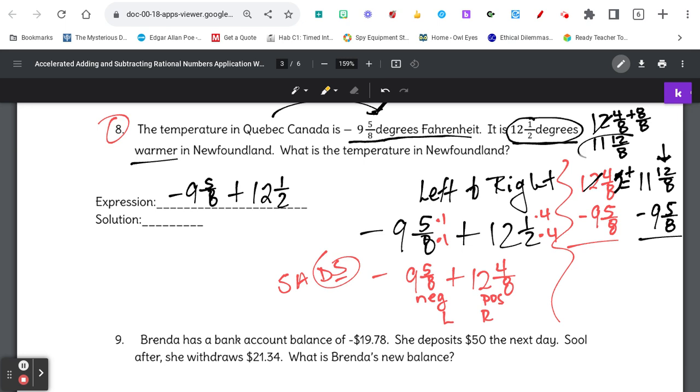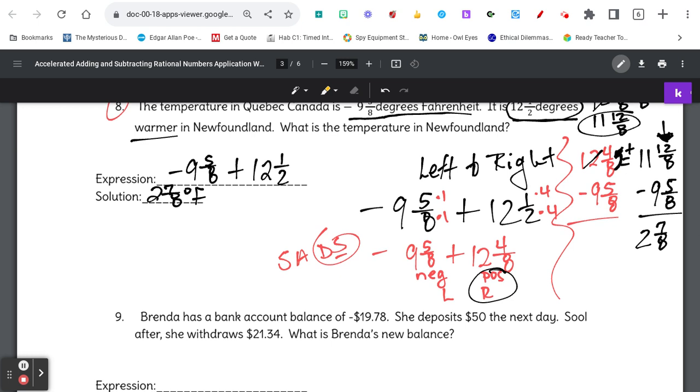Now, some of you, I showed yesterday this little shortcut. You take your denominator and add it to your numerator. 8 plus 4 is 12. It gives you the new numerator of the regrouped fraction. Okay, but I'm going to start subtracting. 11 minus 9 is 2. 12 minus 5 is 7. And it's more right, or more positives. So it's positive 2 and 7/8 degrees Fahrenheit is the temperature in Newfoundland.